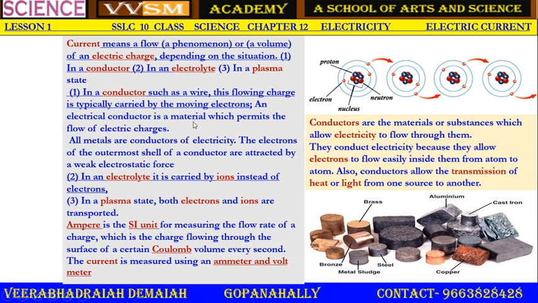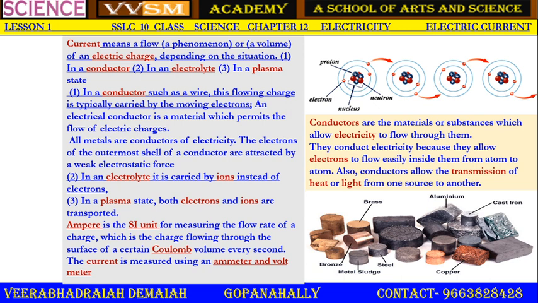An electrical conductor is a material which permits the flow of electric charges. All metals are conductors of electricity. The electrons of the outermost shell of a conductor are attached by a weak electrostatic force, and hence it jumps from one orbit to another, from one atom to another atom. That means, what do you mean by conductor? Conductors are the materials or substances which allow electricity to flow through them. They conduct electricity because they allow electrons to flow easily inside them from one atom to another. Also, conductors allow the transmission of heat or light from one source to another.